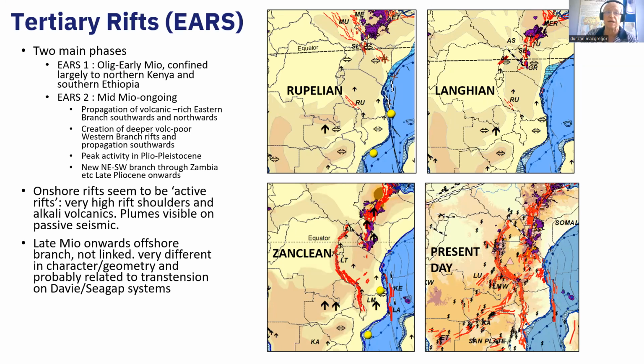In fact, the peak activity is Pleistocene on 90% of these rifts. These offshore rifts, I think, are different. They don't show the high rift shoulders, they don't show volcanism. And I think they're probably transtensional, associated with late stage movements on the Davie and sinistral movements on the Davie and Seagap fracture zones. What's causing that, I am not sure at this stage, and I'd really value some ideas on that.